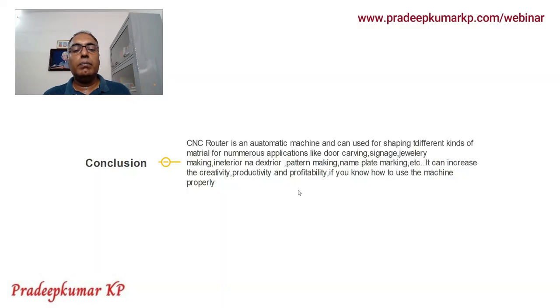As a conclusion, the CNC router is an automatic machine and can be used for shaping different kinds of materials for numerous applications like door carving, signage, jewelry making, interior, exterior, pattern making, nameplate marking, etc. It can increase creativity, productivity and profitability if you know how to use the machine properly.